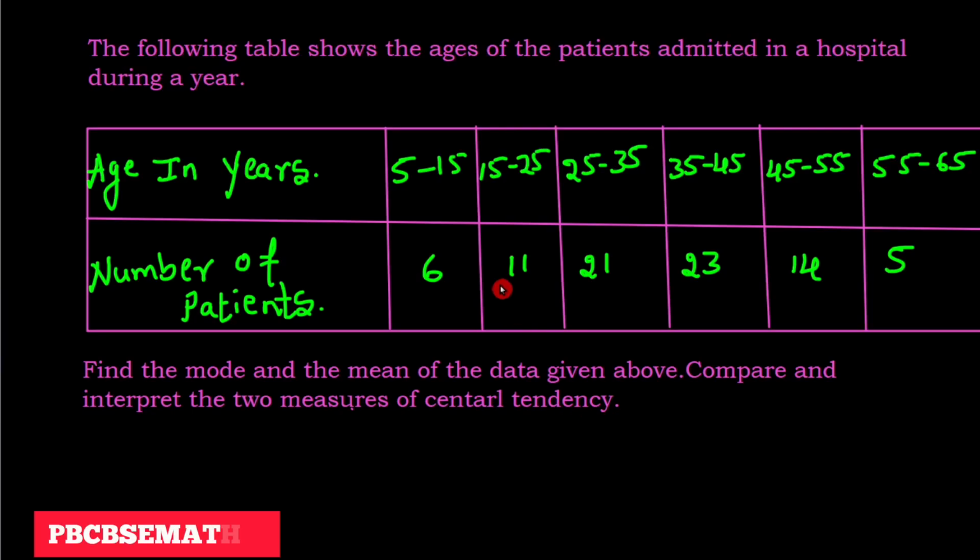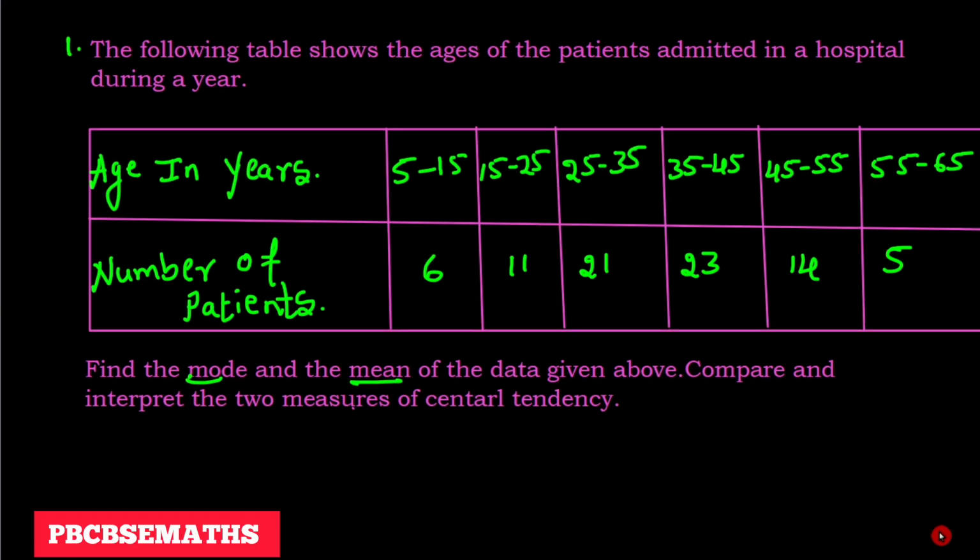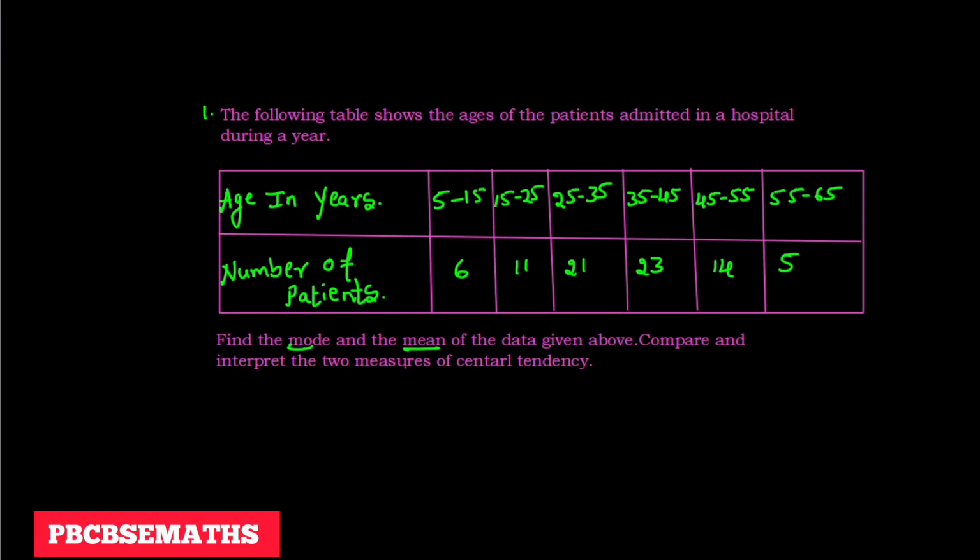Today in this video, we're going to solve exercise 14.2 first question. In the first question, we have a table. For this table, we need to find out the mode and mean of this given data. So, let's first calculate the mode of this given data. For that, let's write the formula.